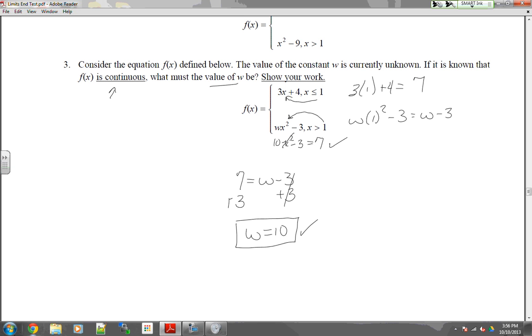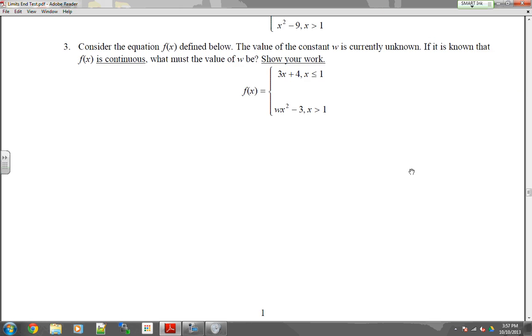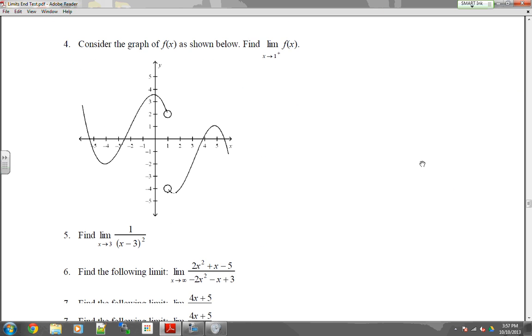All right, moving right along. Let's go to number 4. All right, consider the graph shown below of f of x.